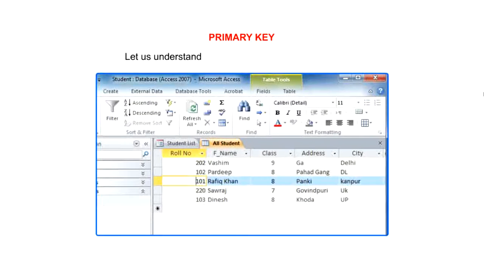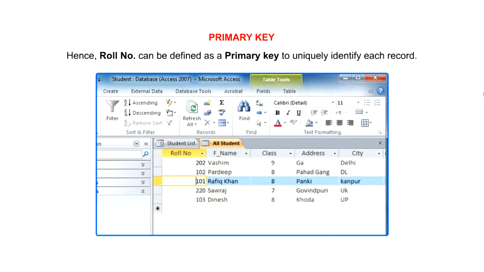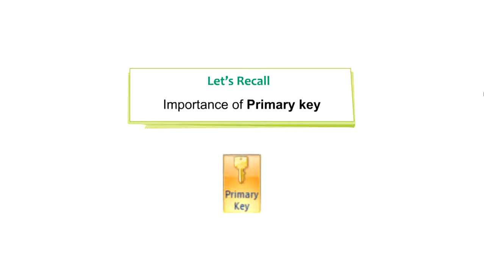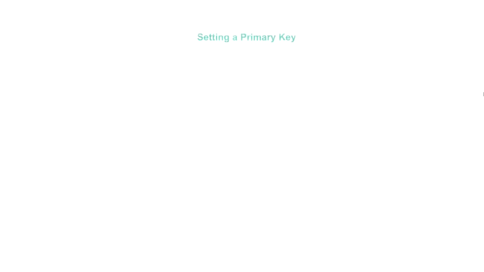Let's understand it with the example of a student table. As we all know that each student in a class has a unique roll number, which cannot be assigned to any other student. Hence, roll number can be defined as a primary key to uniquely identify each record. Alright, can you tell me the importance of primary key? Alright, now we will learn how to set a primary key.